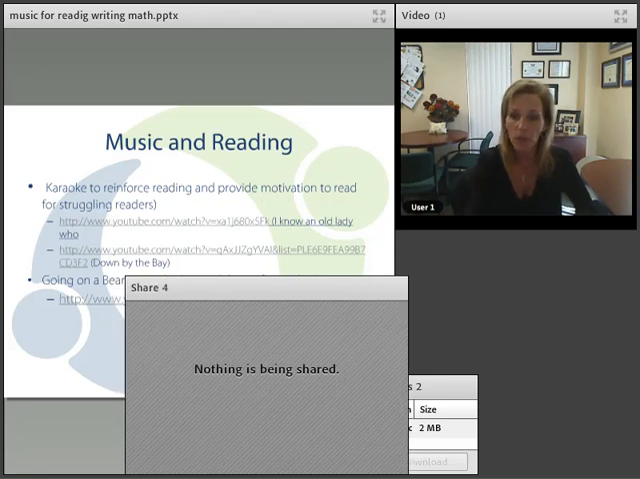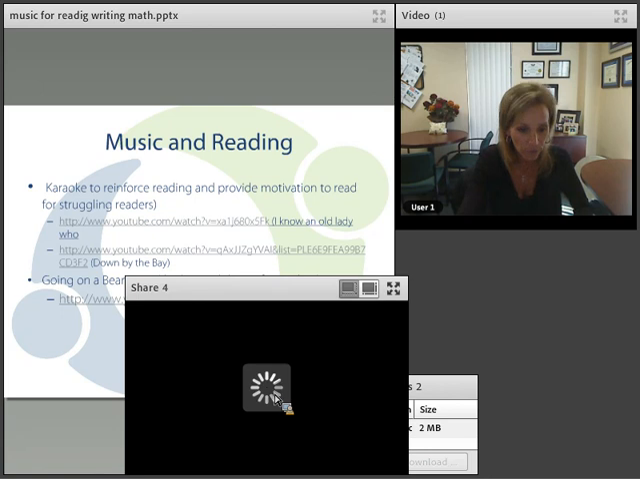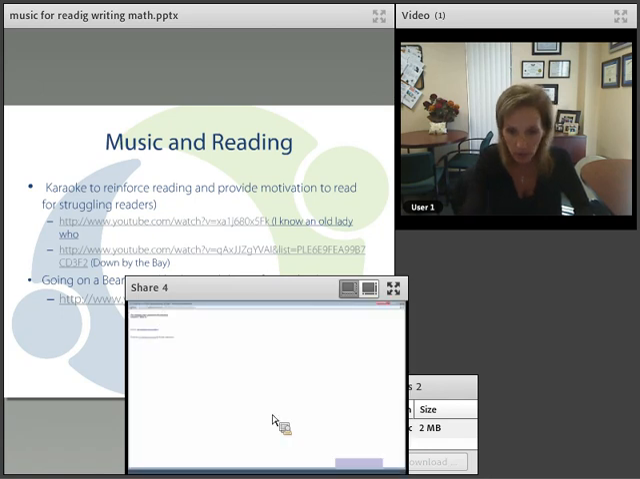because some students that we work with really have a challenge with decoding skills and have to be taught more in whole word instruction, where it's just learning words by sight. So these are some examples. One of them is I Know an Old Lady Who Swallowed a Fly, and I'll go ahead and pull that up so I can show it to you.